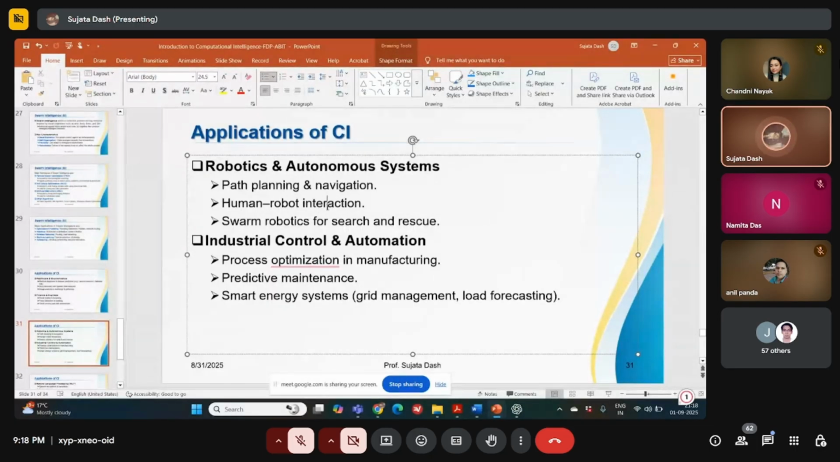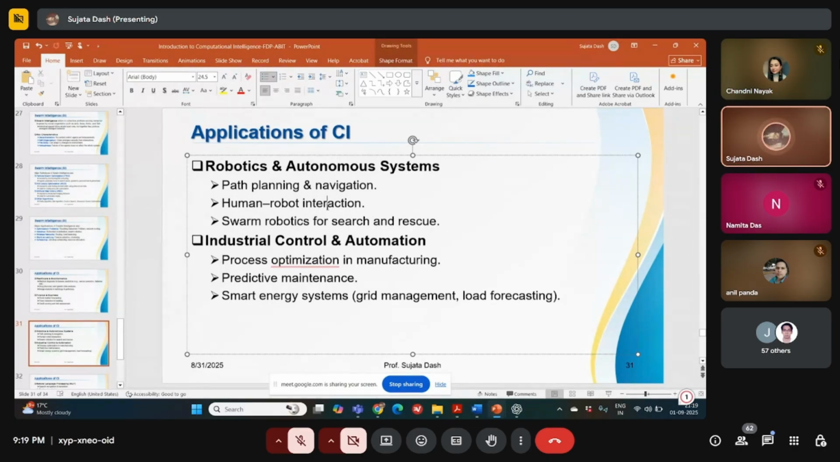And then the next is industrial control and automation. Under this, process optimization in manufacturing. So what is it? It improves the efficiency, quality, and speed of industrial processes. And the role of CI here is that evolutionary computation and neural networks optimize production parameters like temperature, pressure, and speed. For example, it can be used to reduce defects in semiconductor manufacturing. Also, it can be used to optimize assembly line scheduling.